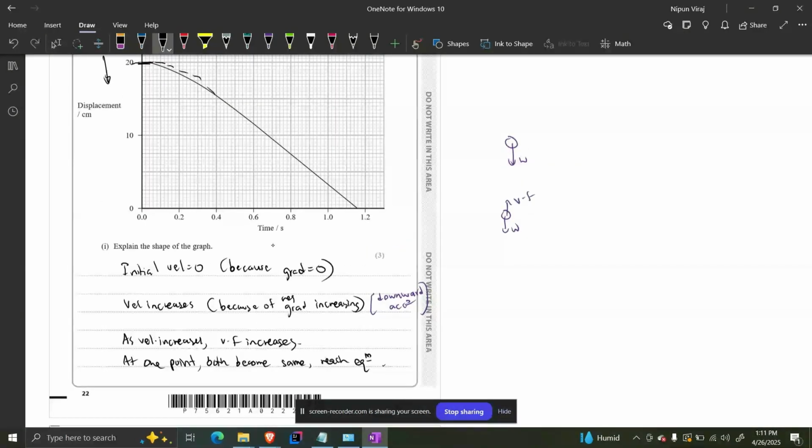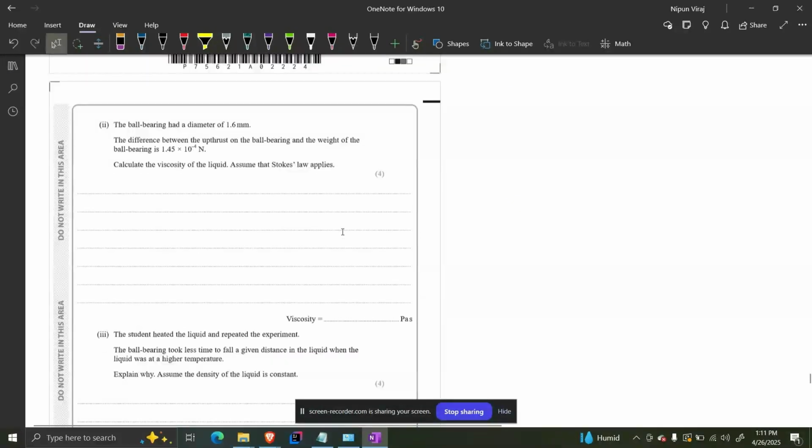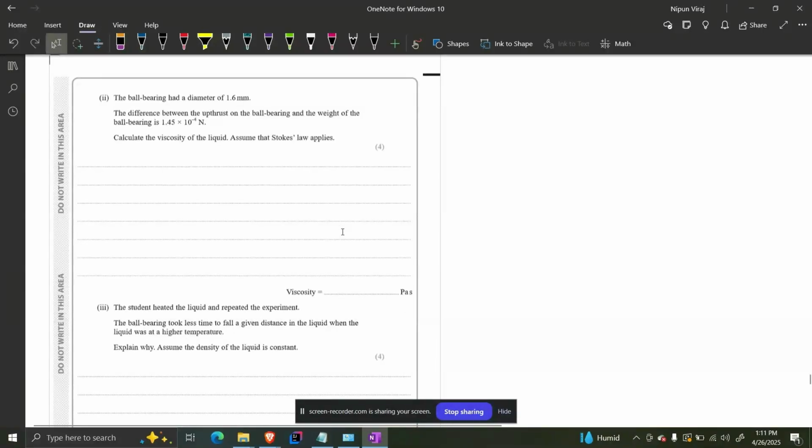Okay, so out of these 4 points, you will get 3 points. If you have written 3 points in a clear, meaningful order, you will get the marks. The ball bearing had a diameter. The difference between upthrust on the ball bearing and the weight of the ball bearing is this much. Calculate the viscosity.